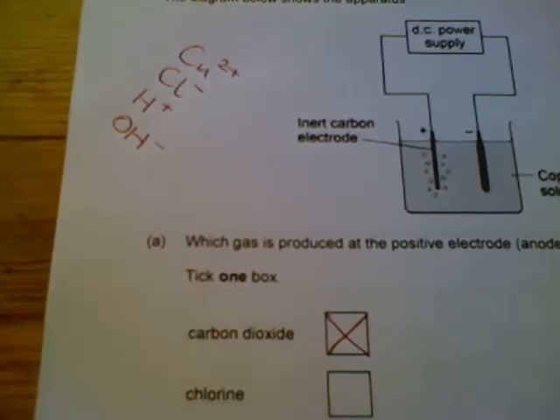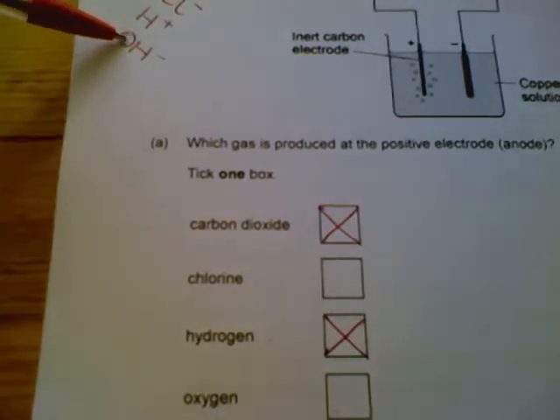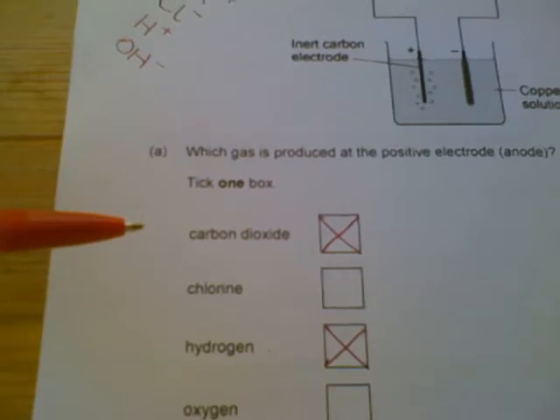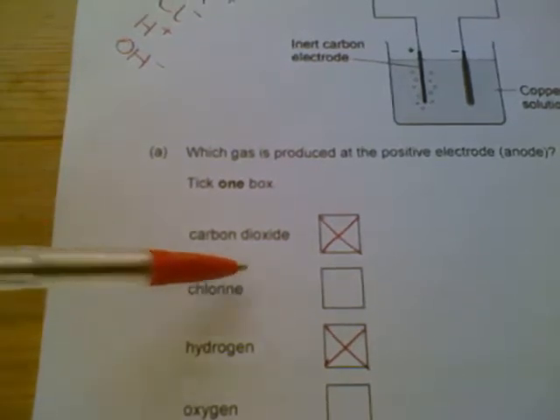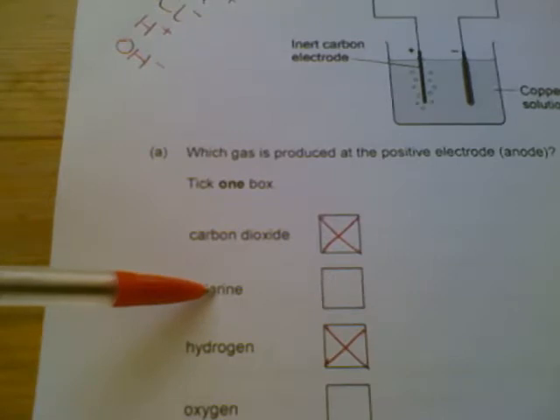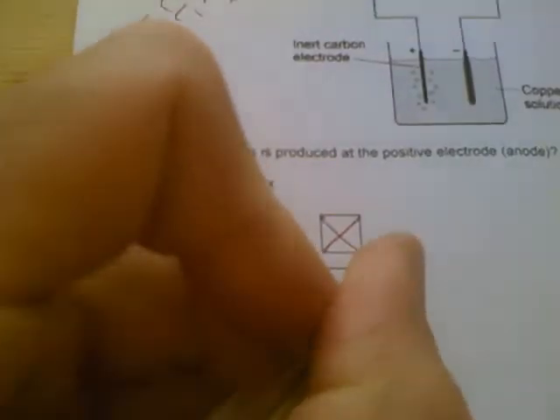Oxygen could be given off from the OH minus. However, we want to revert back to the rule that chlorine, being a halogen, if it's present, will always be given off in preference to anything else. So it won't be oxygen, the answer will be chlorine.